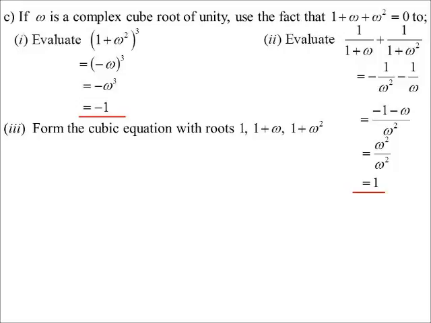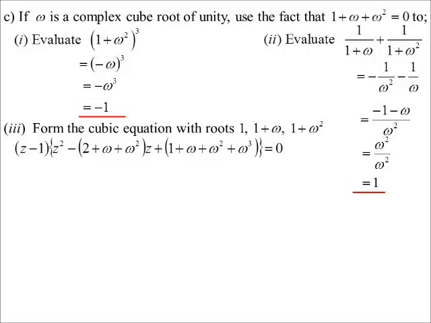Okay, we're going to create a cubic equation. The 3 roots this time: 1, 1 plus omega, 1 plus omega squared. Well, I know z minus 1's a factor. That one's easy. I'm going to create a quadratic with these 2 roots. Again, we can always say z squared minus the sum of the roots plus the product of the roots. And I could actually have done this quicker. I'll come back to that.